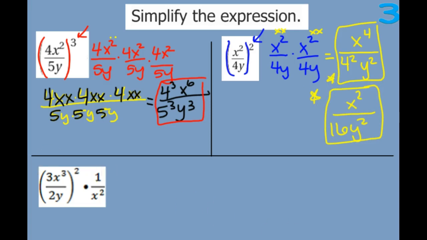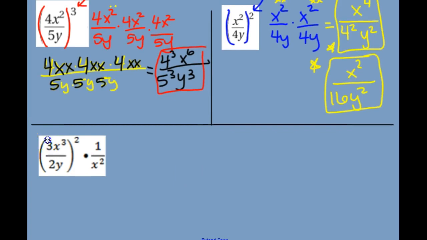Alright, last one on this slide. Simplifying. We're going to take it one piece at a time. This piece has an exponent of 2, so I'm going to write it out 2 times. 3x to the third over 2y.